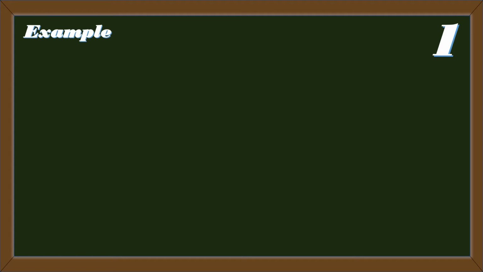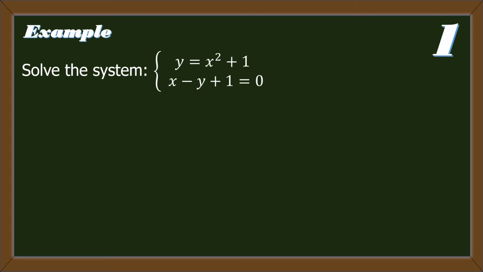The substitution method we use for linear systems is the same method that we're going to use for nonlinear systems. We solve one equation for one variable and then substitute the result into the second equation to solve for the other variable, and so on. Let us have an example. Solve the system y is equal to x squared plus 1 and x minus y plus 1 equals 0.